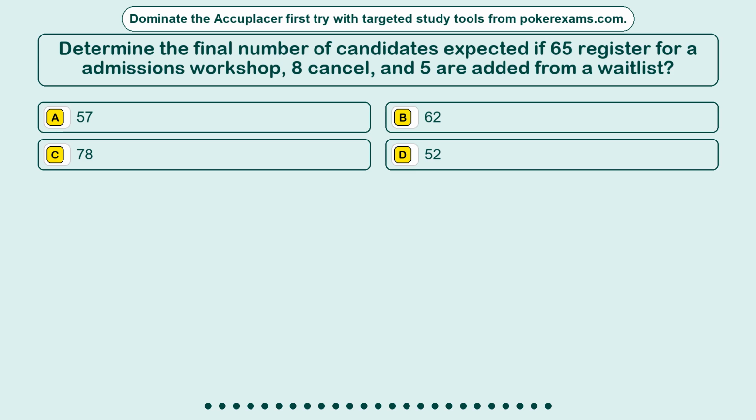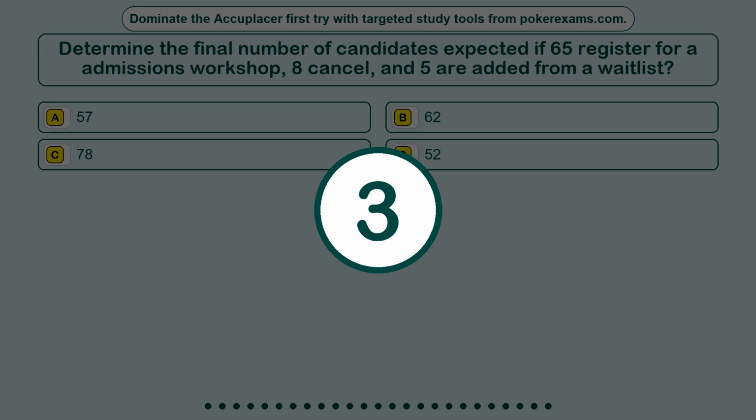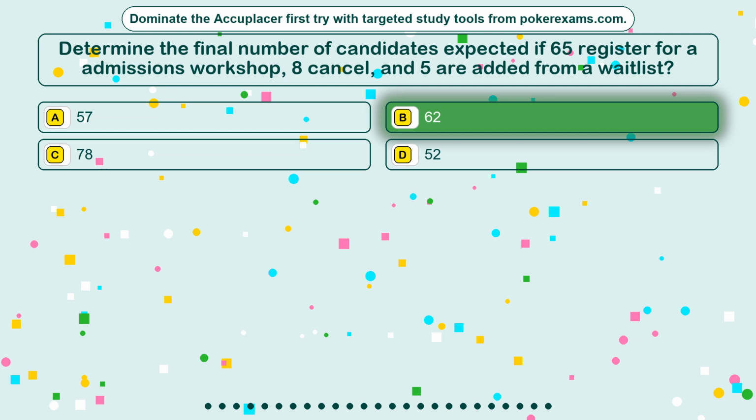Question 1. Determine the final number of candidates expected if 65 register for an admissions workshop, 8 cancel, and 5 are added from a waitlist. Option A, 57. Option B, 62. Option C, 78. Option D, 52. The correct answer is option B, 62.